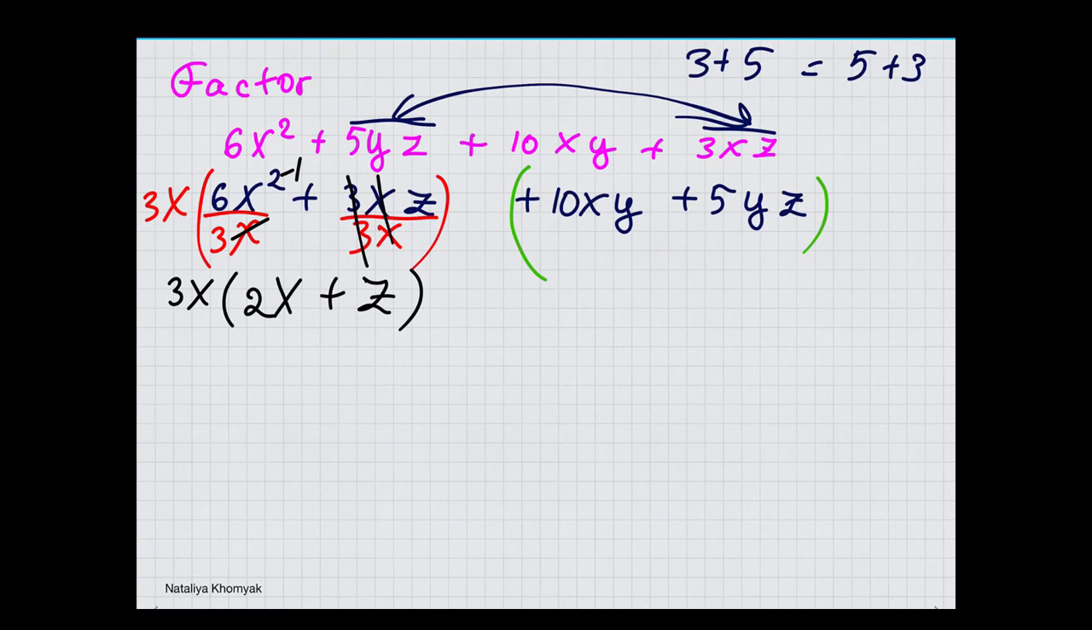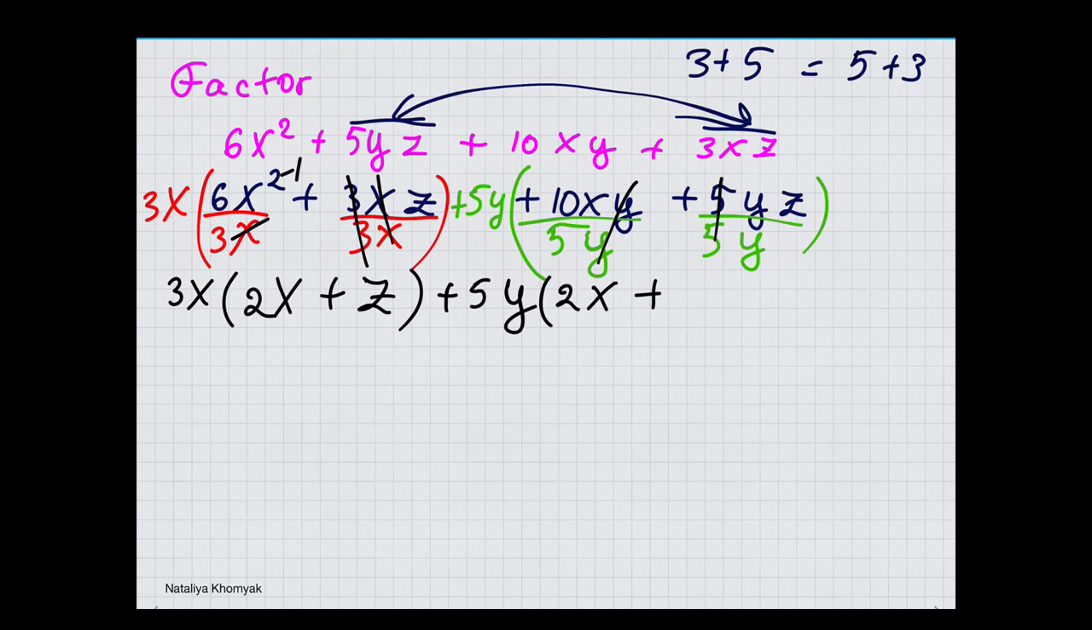The second set of terms can both be divided by 5. It's a positive 5. We can also divide both of them by y. So we get plus 5y times, 5 goes into 10 2 times, this cancels, we have x plus, this cancels, z, which is a good sign. We need the parentheses to match to be able to factor them out.